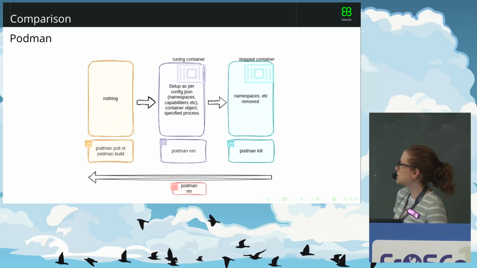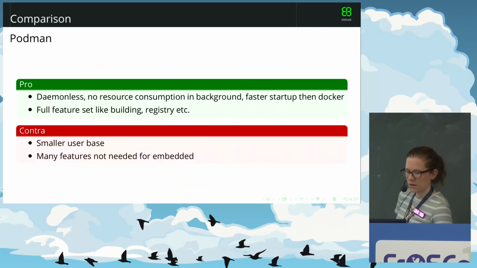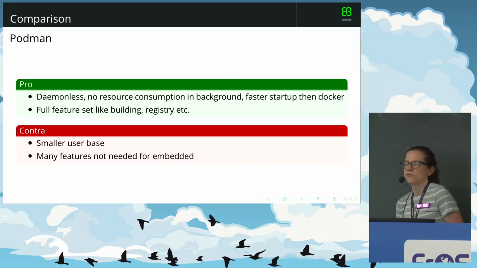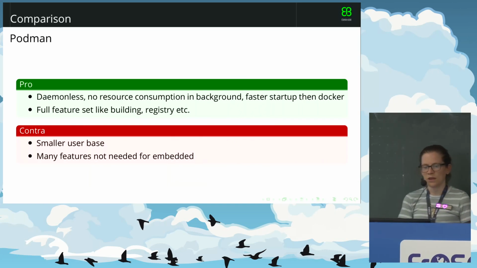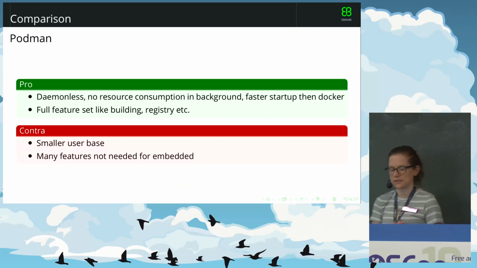For Podman, the picture is the same. You can just now replace Podman with Docker, and you have the same picture as before. What is good? Well, it's daemonless, so we have no resource consumption in the background. We have a faster startup. We have, again, the full feature set. Not so good: smaller user base. And as with Docker, you might not need many things.